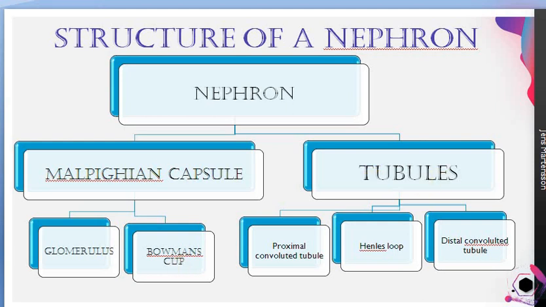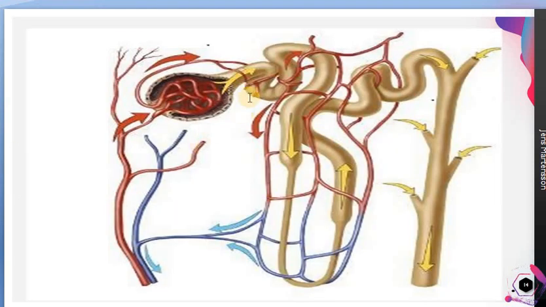Now the next part is the tubules. Look at the picture. This is the tubule part up to here. This tubule is known as the proximal convoluted tubule. There is a meaning for each and every term there. This part is known as the proximal convoluted tubule. The meaning of the word proximal is first, prior, or near, adjacent. Proximal means adjacent to Bowman's cup, the first part.